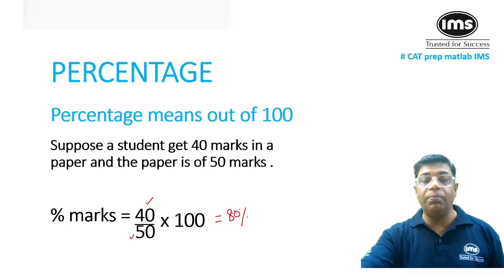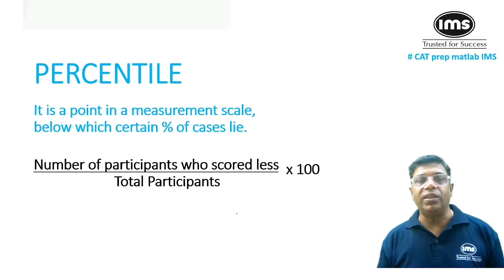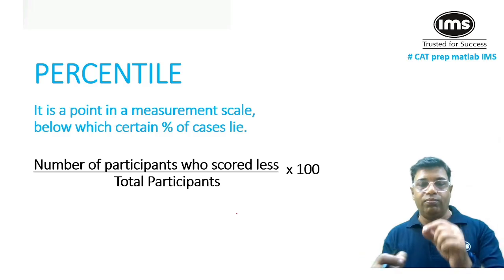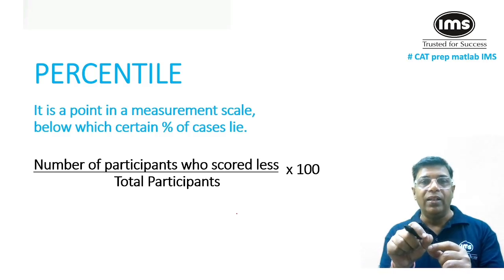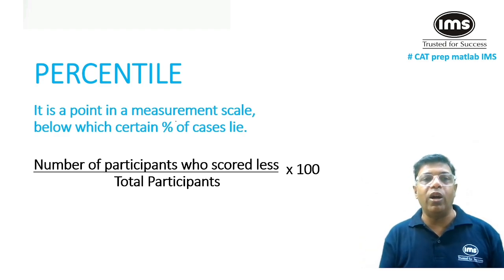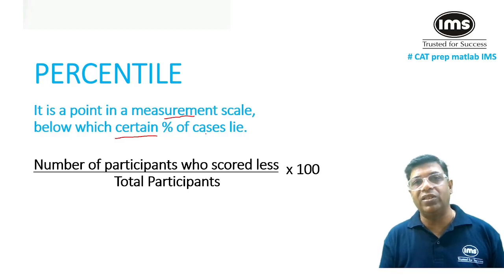Now let's try to understand percentile. If you talk about percentile, it's a point in a scale. If I take a measurement scale and put my finger on a particular point, then I want to see how many percent of cases are behind this particular point. It's a point in a measurement scale below which a certain percentage of cases lie. How do you calculate percentile? It is the number of participants who scored less than that particular person, divided by the total number of participants, multiplied by 100.